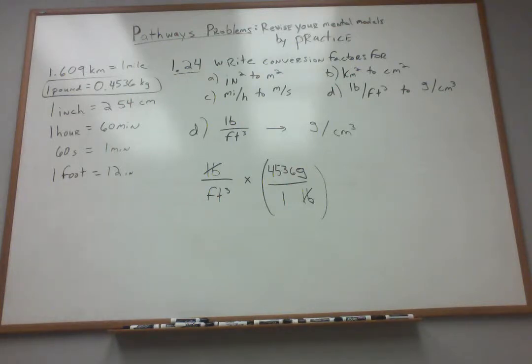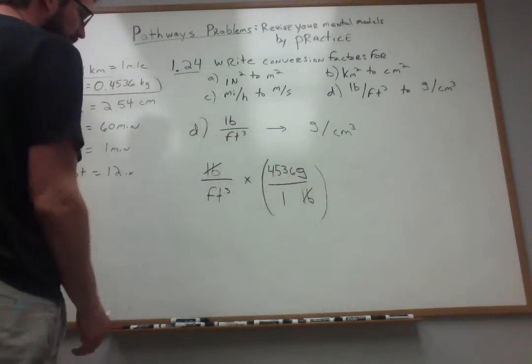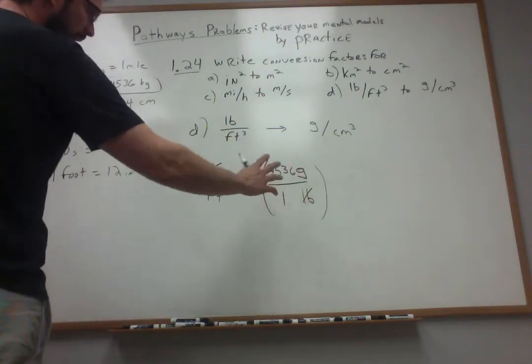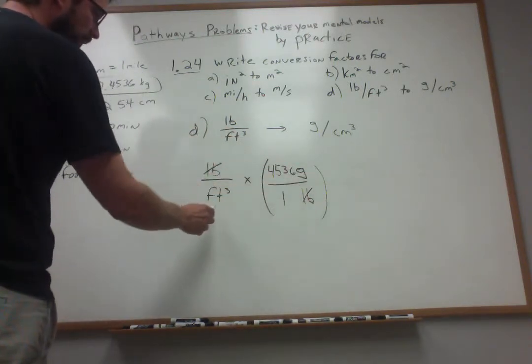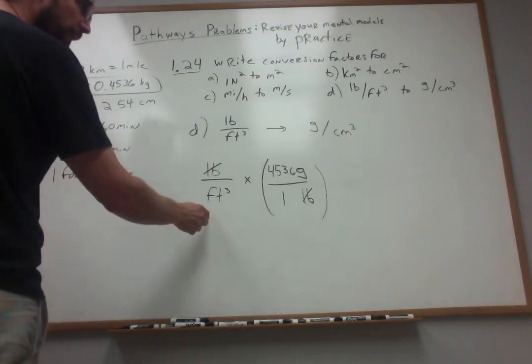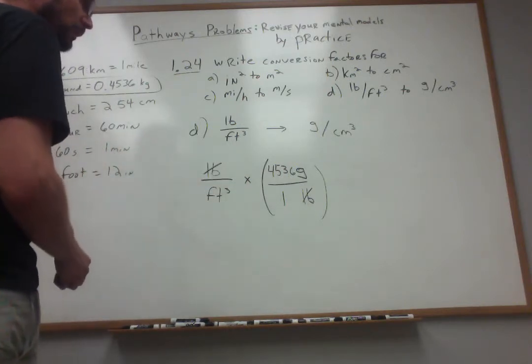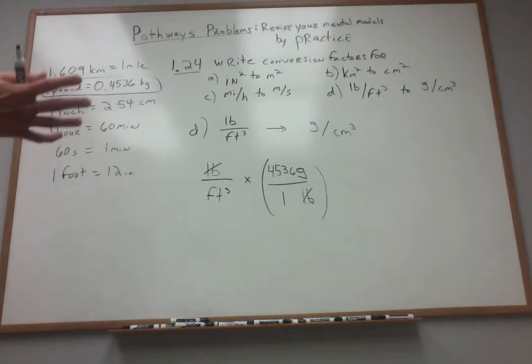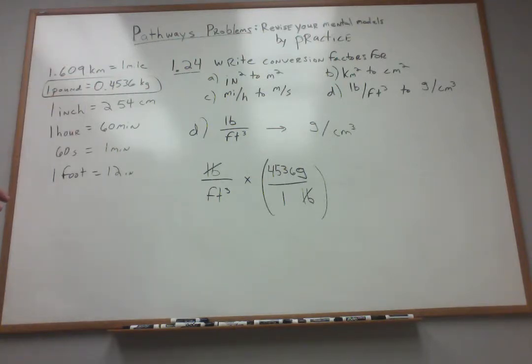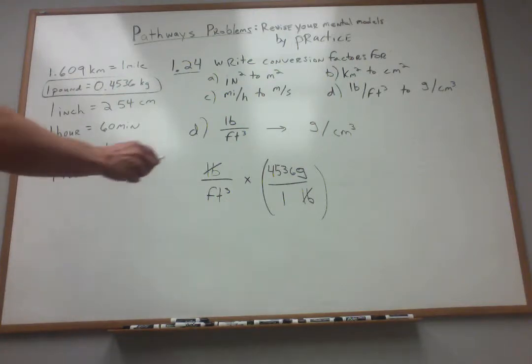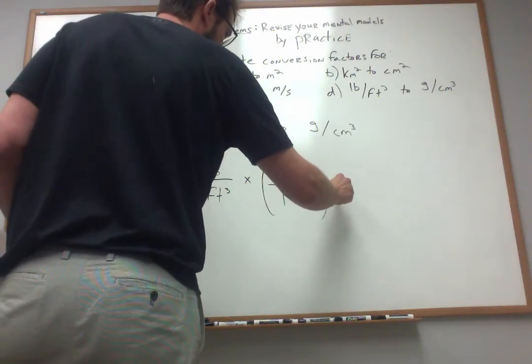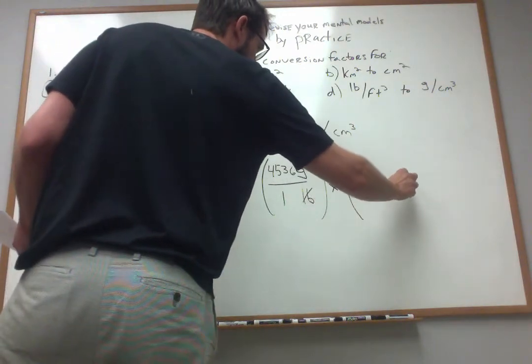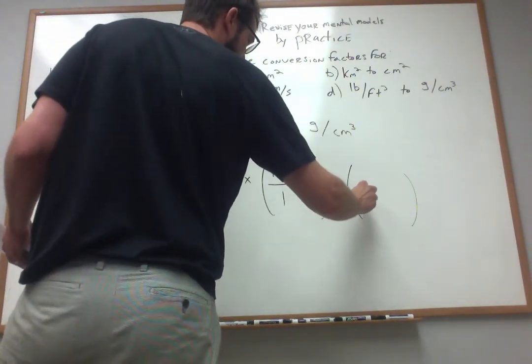So if I stop there, if I was actually computing something, I had a number here and I multiplied it by this, my answer would be in what units? Grams per cubic foot. And that's a density unit as well. Not very commonly used, but that's what my answer would be. Now that's not what I want though. I want grams per what? Cubic centimeter.